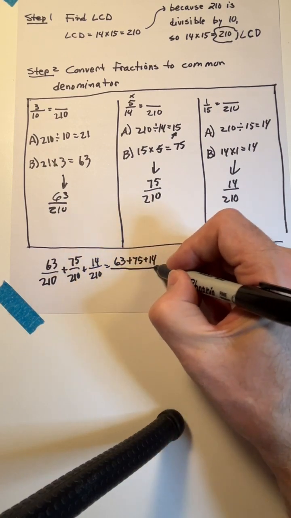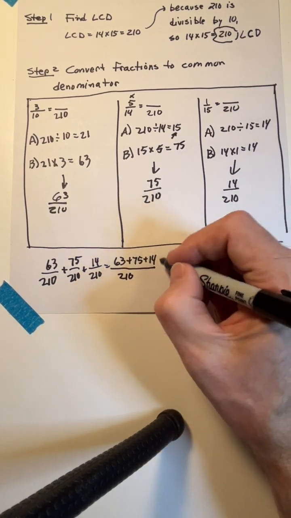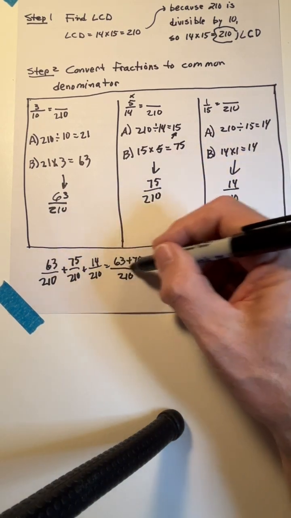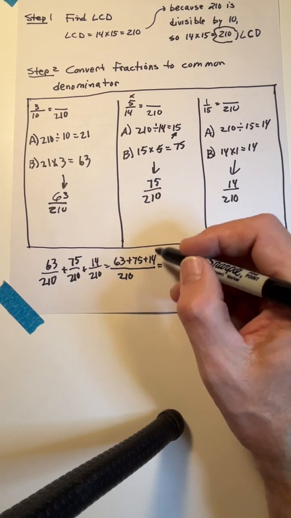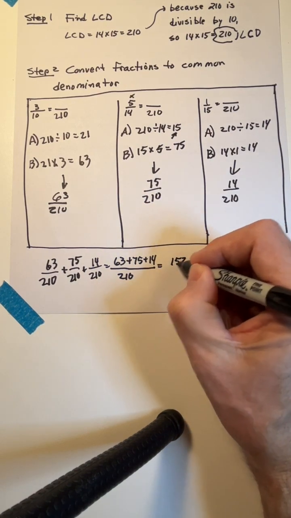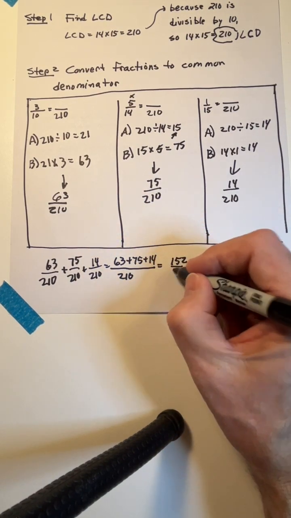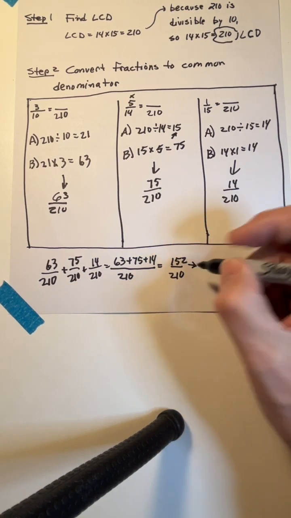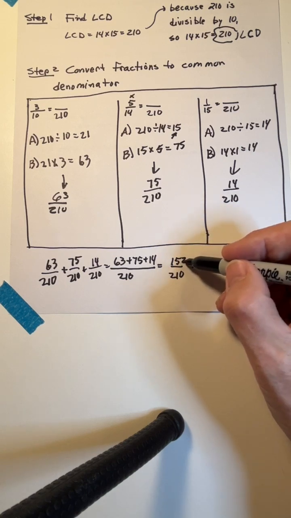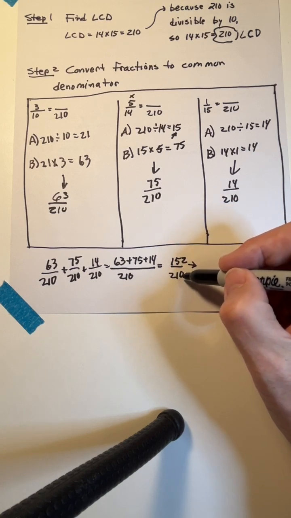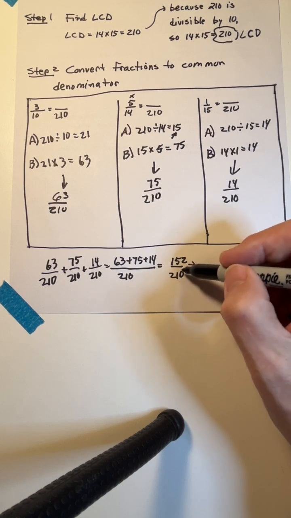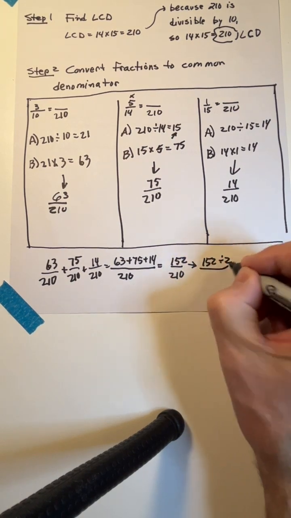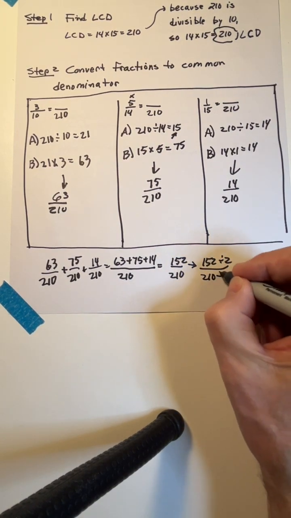You don't have to write this step, but me writing it sometimes helps it all make sense by seeing it written out. And then that's 152. Like I said, you don't have to write that step if you don't want to, but if you want to, do it. And then we're going to reduce that, because notice that the 152 ends in a 2, and 210 ends in a 0. So both of these are going to be divisible by 2. So we're going to go 152 divided by 2, and then 210 divided by 2.